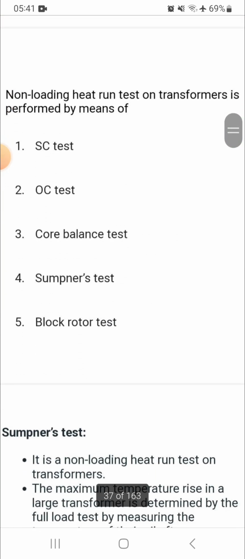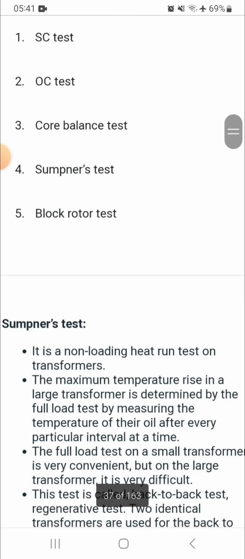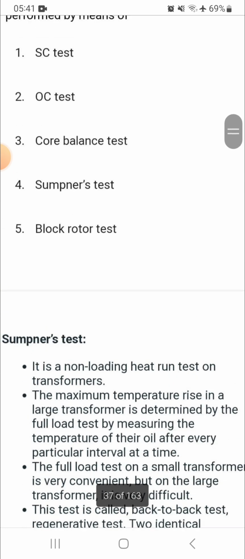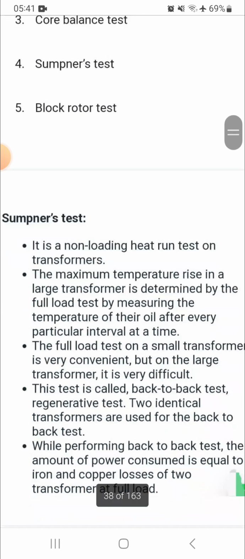No loading heat run test on transformer is performed by means of the open circuit test, short circuit test, core balance test, Sumpner test and the block rotor test. The option 4, that is the Sumpner test. It is a no-loading heat run test on a transformer. The maximum temperature rise in a large transformer is determined by the full load test by measuring. So option 4 is the right answer, that is the Sumpner test.